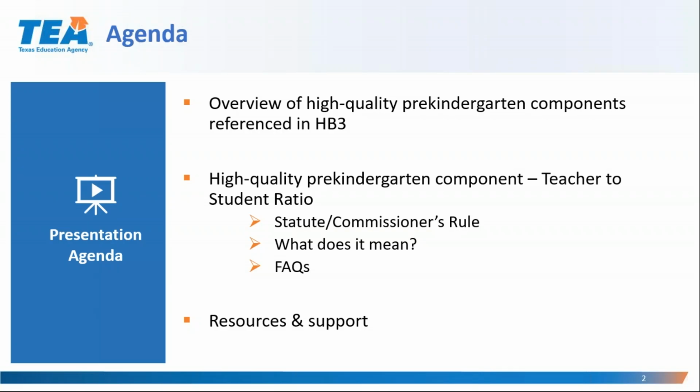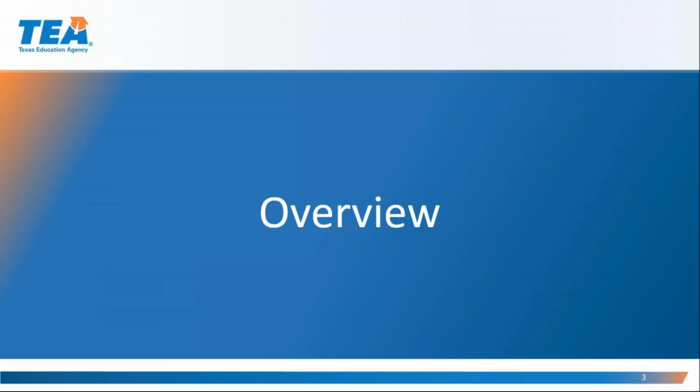We will begin by doing an overview of the high-quality pre-kindergarten components that are referenced in HB3, and then we will specifically look at the component of teacher-to-student ratio. We will look at what's in statute, what's in the commissioner's rule, what does it mean, and then look at a frequently asked question. We'll end our time together by looking at some resources and support to help in your compliance with this component. Let's begin by looking at the overview.